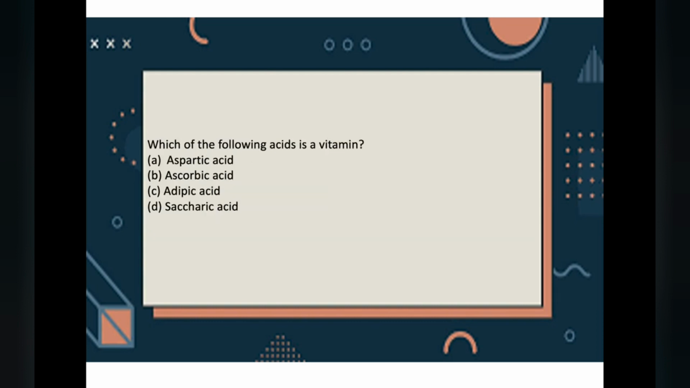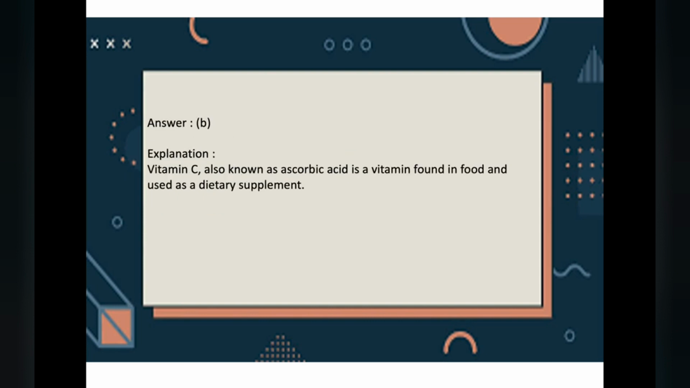Now, which of the following acids is a vitamin? We had discussed in detail the vitamins, the deficiency diseases caused, and different types. The choices given are A, aspartic acid, B, ascorbic acid, C, adipic acid, and D, saccharic acid. As you all know, the answer is choice B, ascorbic acid. Vitamin C has another name, ascorbic acid. Normally you find this vitamin in food, and usually it is a dietary supplement.